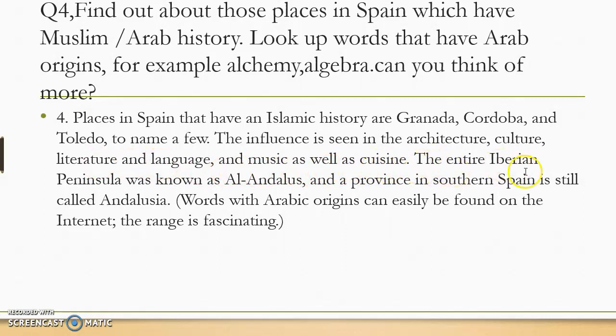The entire Iberian Peninsula was known as Al-Andalus, and a province in southern Spain is still called Andalusia. Words with Arabic origins can easily be found on the internet. The range is fascinating.